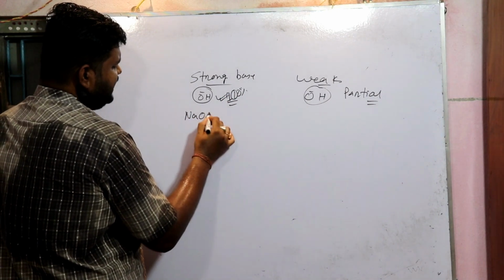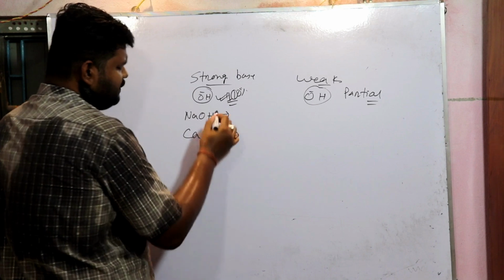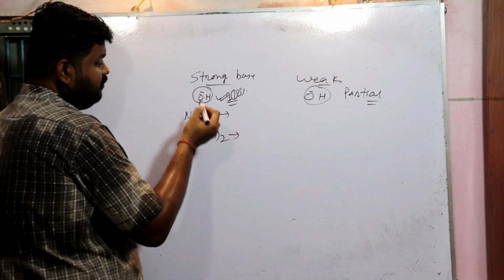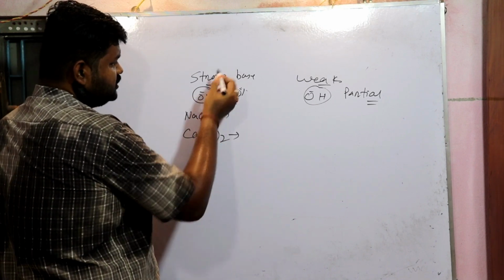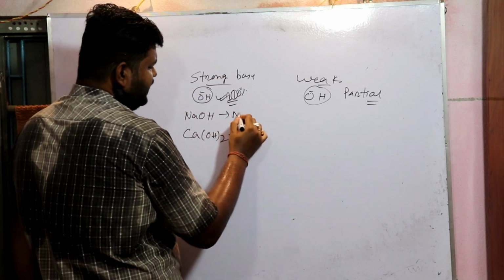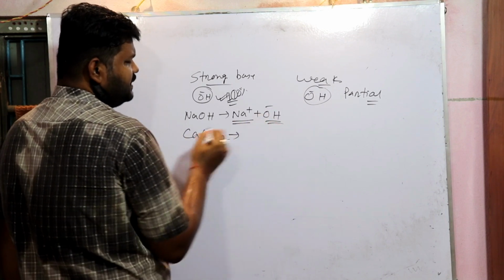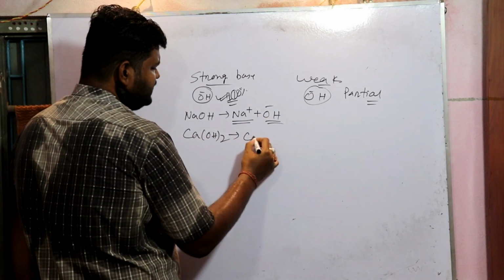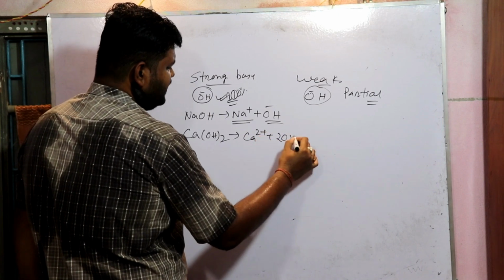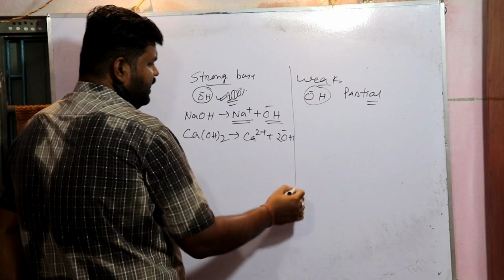Suppose we are considering NaOH and calcium hydroxide. This type of compound is an example of a strong base, because in aqueous solution it gives 100% Na plus and 100% OH minus, whereas in this case calcium 2 plus and 2 OH minus, that means dissociation is 100% in these cases.